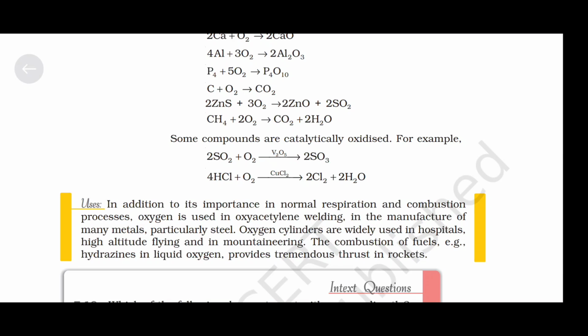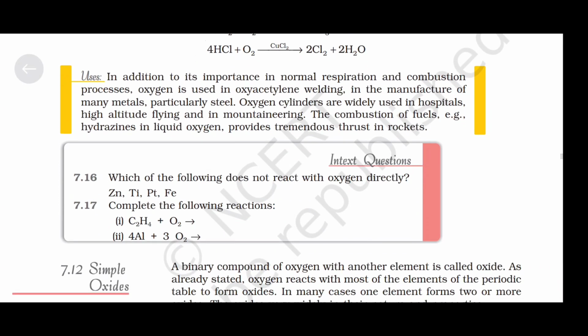Uses: in addition to its importance in normal respiration and combustion processes, oxygen is used in oxyacetylene welding, in the manufacture of many metals, particularly steel. Oxygen cylinders are widely used in hospitals, high altitude flying, and in mountaineering. The combustion of fuels, for example hydrogen in liquid oxygen, provides tremendous thrust in rockets.